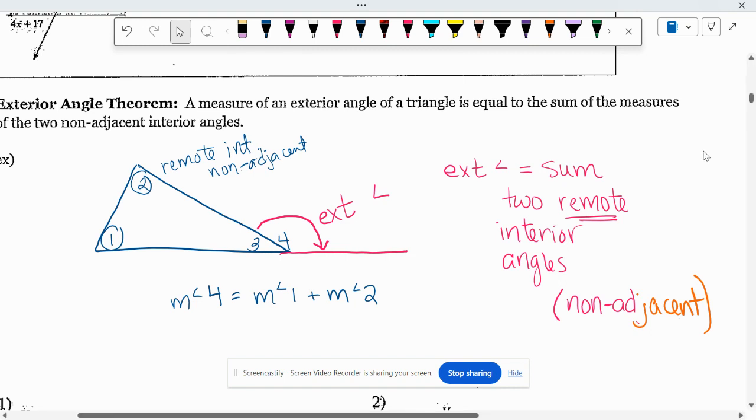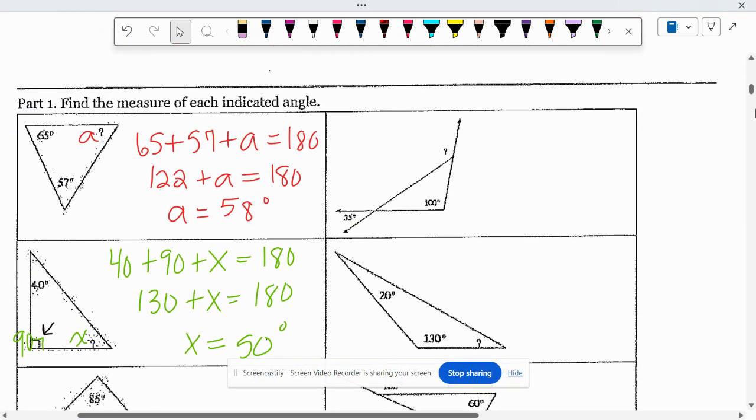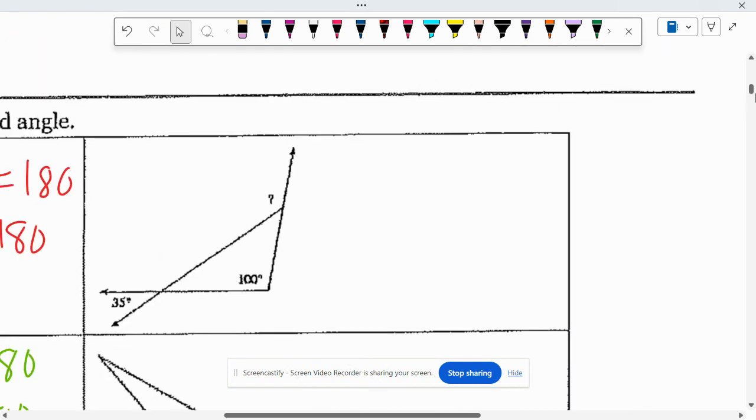Okay. What? How is 4 equal to 1 plus 2? Okay, so it is. We'll talk about it when we do an example. I just want you to have the rule written down. You got it? Okay. So let's go back up to page 4. This is where we left off, part 1 of your notes.